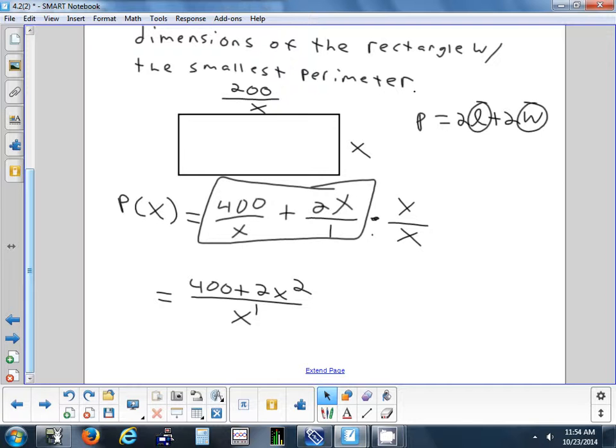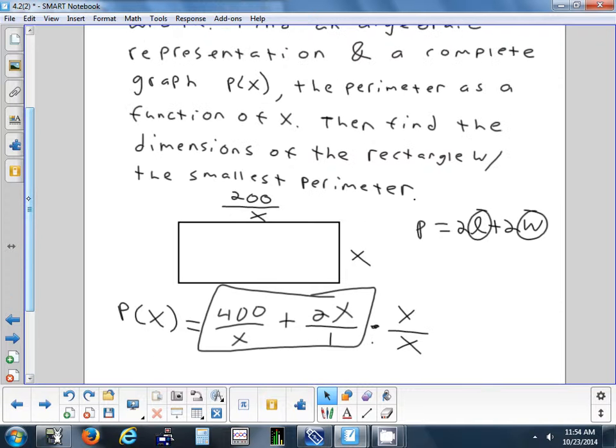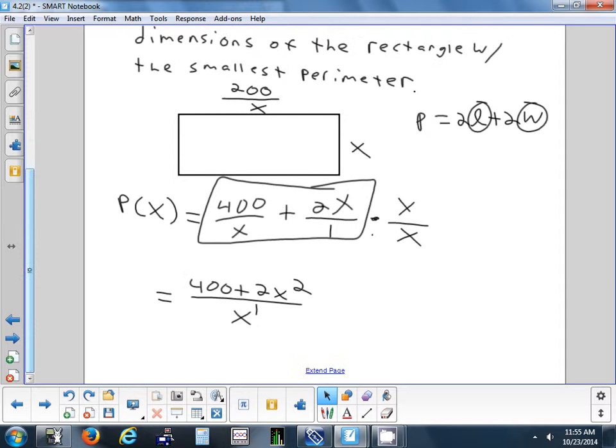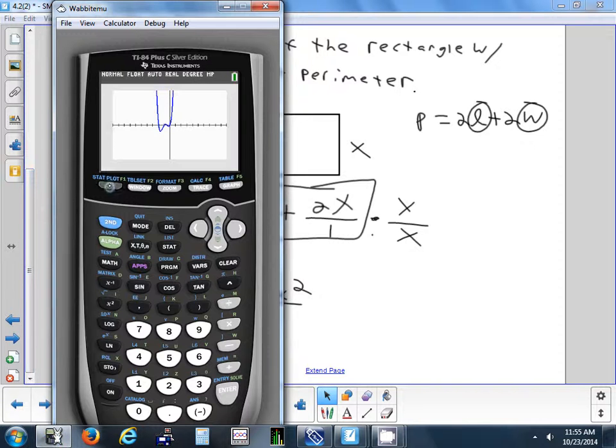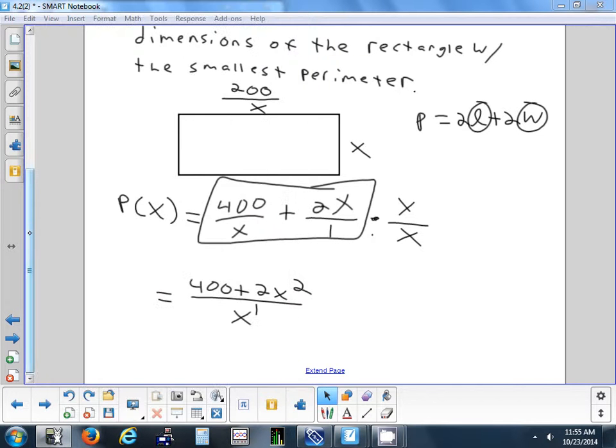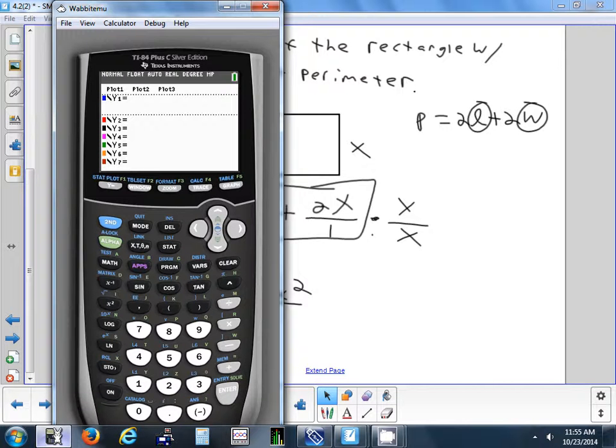Why did you put the 2x over 1? Well, I was saying earlier that if we wanted to find a common denominator and put it all together, like if I wanted an end behavior asymptote here, you can't have 2 separate fractions. It's got to be all together. But in this case, we're just going to graph it anyway, so don't worry about the common denominator. All right, so we had 400 over x, and I probably should put that in parentheses, plus 2x.